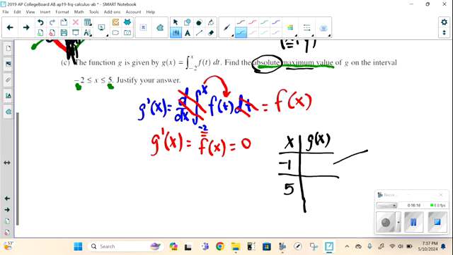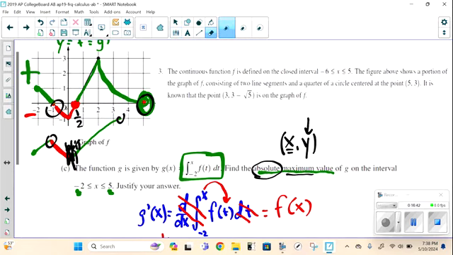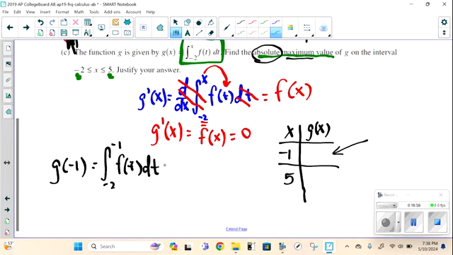So how do I find this spot right here? Well, g of -1, I've got to use the equation they gave me. I've got to find the area under the curve from -2 to -1 of f of t dt. So if I go back up here, I basically just got to find from -1 to -2. This is half a triangle, 1/2 base times height. The base and height are 1, so that's 1/2 times 1 times 1, which is 1/2. So this has a maximum height of 1/2.